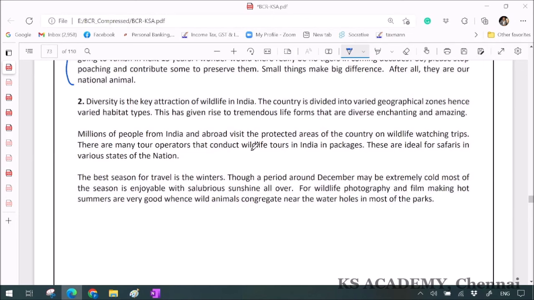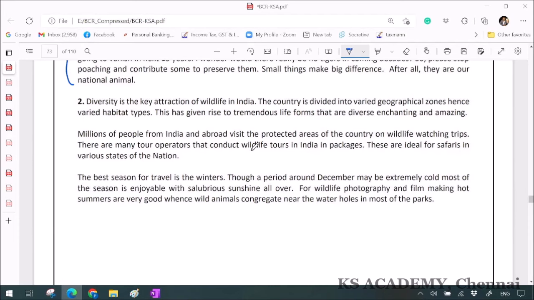So, wildlife in India. Heading. First one. Varied geographical zones and habitat types has led to diversity of wildlife, comma, a key attraction in India.